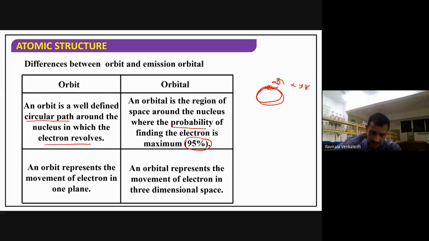You are explaining it, no. So how many d orbitals are there? 5 orbitals. How many p orbitals are there? 3 p orbitals like that. So they are explaining three-dimensional space here. The orbit explains the momentum of the electron like this, whereas the orbital explains the three-dimensional space where the electron is located actually.